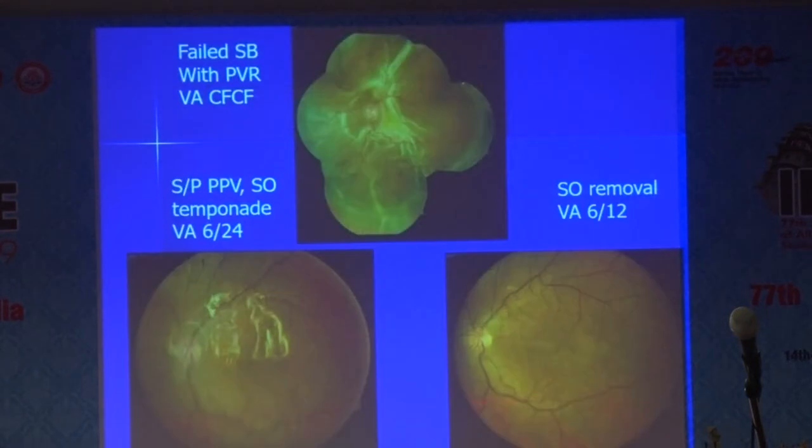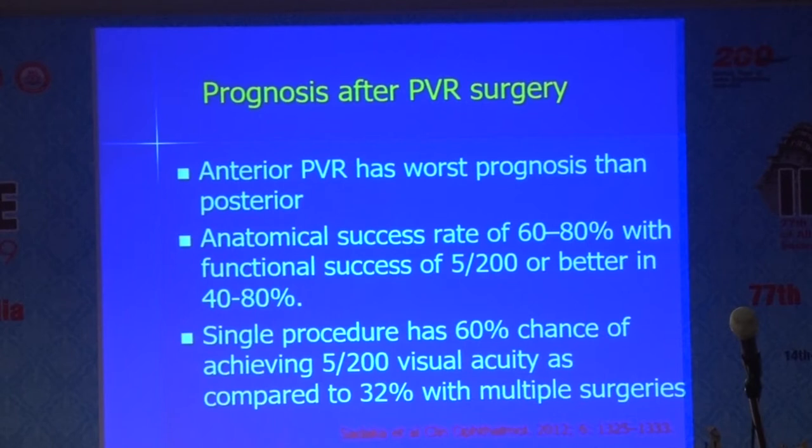I had one video, I just took it out because it will take too much time. This is one case which was sent to me, failed SB. And sometimes they are lucky. You see, this case somehow did so well, it got 6/12, which I never imagined that it would. And anterior PVR has the worst prognosis because these are the cases which pose a major challenge. Anatomical success will be anywhere between 60 to 80% for these kinds of detachments. And you may have in 40 to 80% something like 5/200 or better vision, as I have shown in one of such cases. A single procedure has a 60% chance of achieving 5/200.